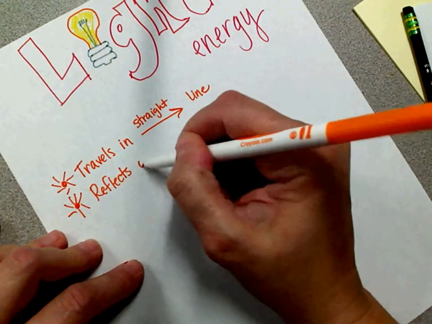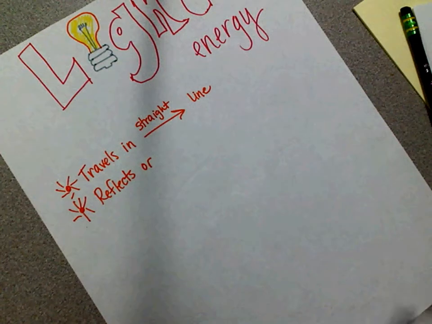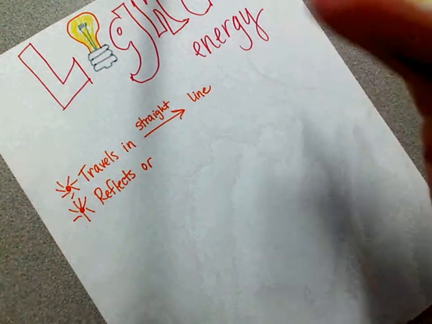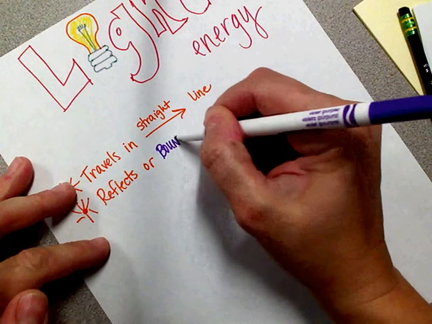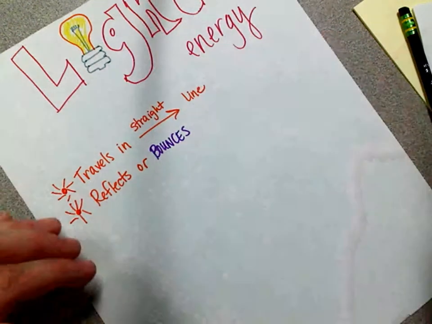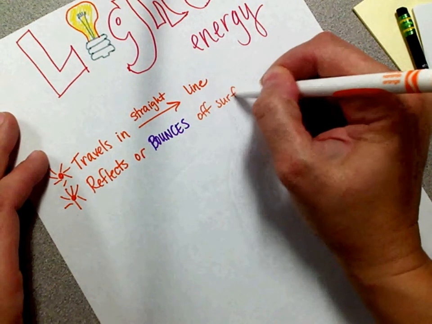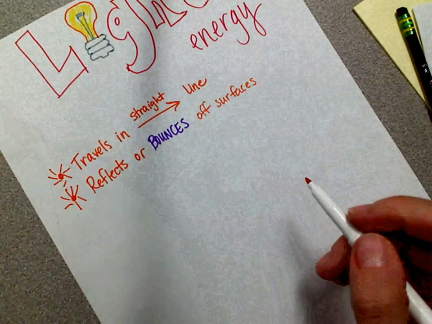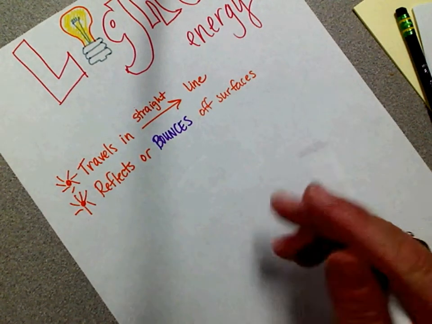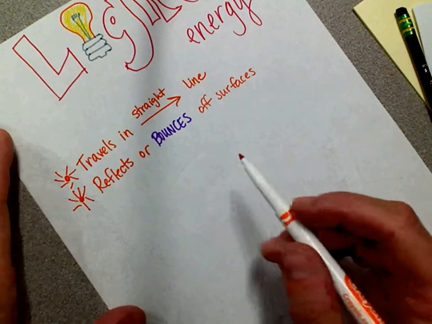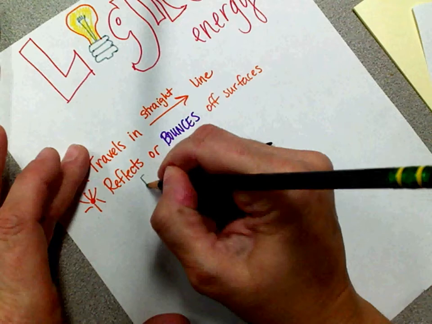Or what is that word? Right, bounces. Remember we talked? When it reflects, it's bouncing off so that you can see. Bounces off surfaces. So an example of that would be like visible light. Why do we see the color purple? Why do we see the color pink? Remember? Or when we have a mirror, remember?